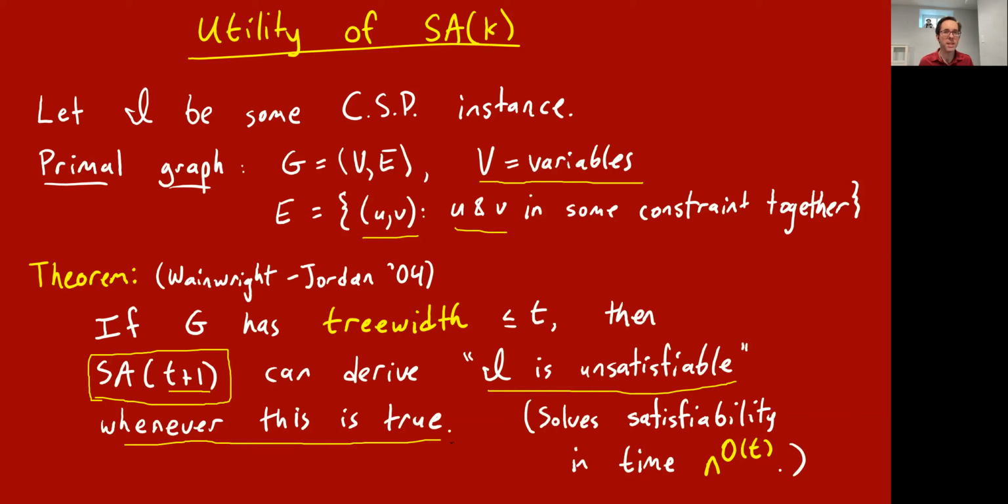This is a proof system, it's sound, so whenever the proof system can derive that the arithmetization of the expression I is unsatisfiable, that's true. Conversely, if it is unsatisfiable, it has this amount of completeness: if the graph has this tree width property t, then this proof system with k being t plus 1 can certify this unsatisfiability. And so you get a satisfiability checking algorithm that runs in time n to the order t for any instance whose primal graph has tree width at most t. Now, what is tree width? Well, I'm going to talk about that in the next lecture.